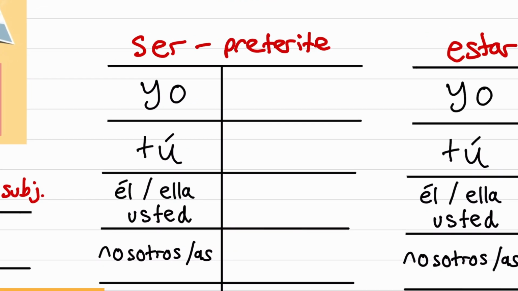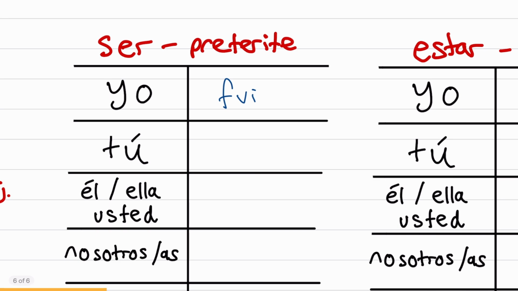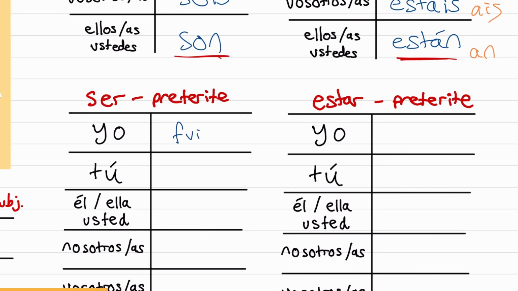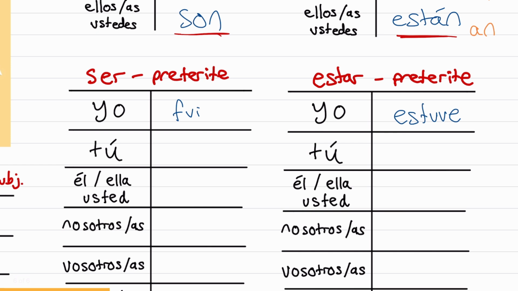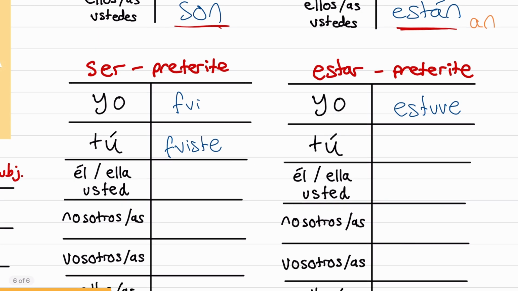So the yo form in the preterite for ser is fui. Fui. And then for estar, the preterite, not as common, is estuve. You may not have seen this one as much, but fui and estuve. Then next is fuiste. You'll see all of these begin with the F. And then for estar, first we have estuve, then we have estuviste. Again, you really would not have seen this all that much. I don't think it's very common in your normal day-to-day speaking and class and stuff.